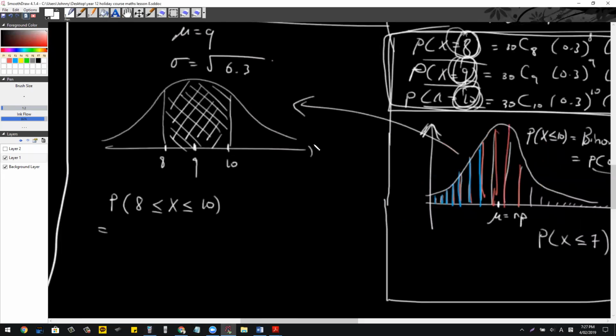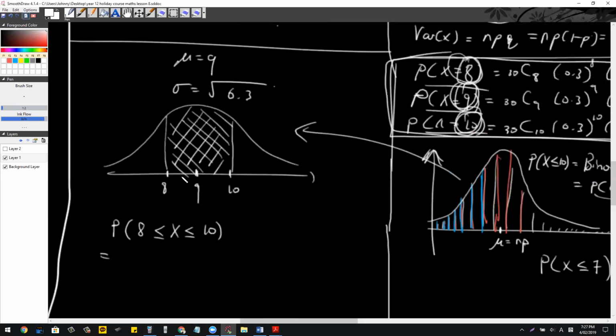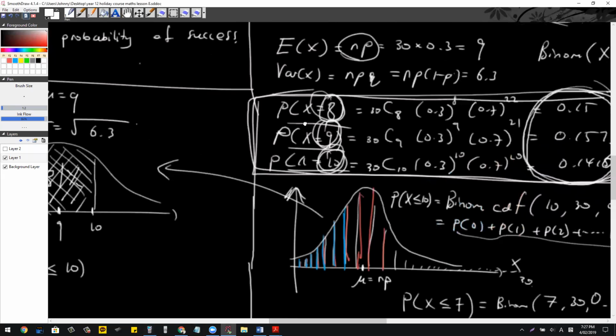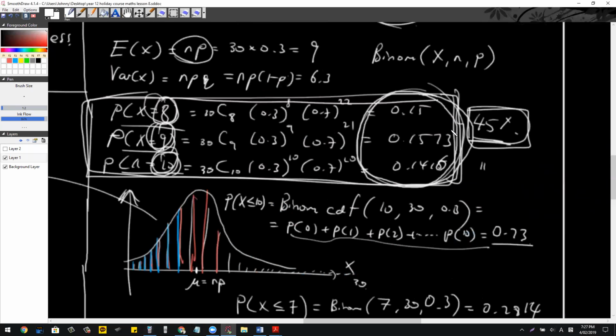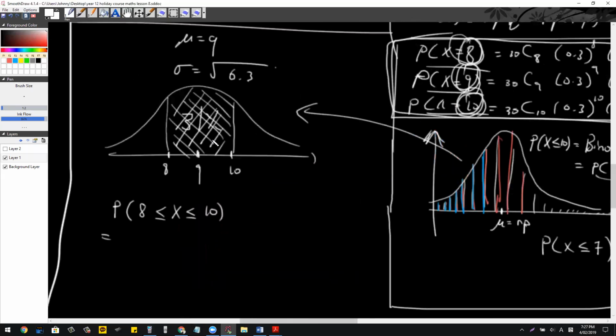So here, I got 31%. So this area is 31%. But this is 45%. So are they pretty close or not? So not close, right? So here's what you have to do.